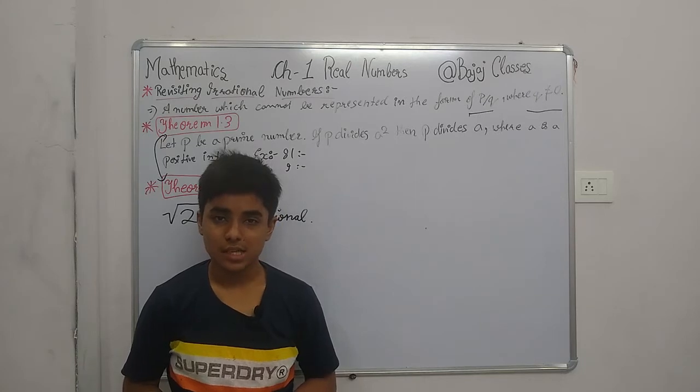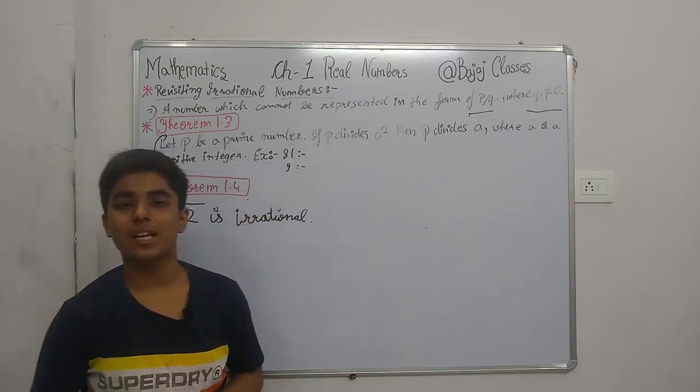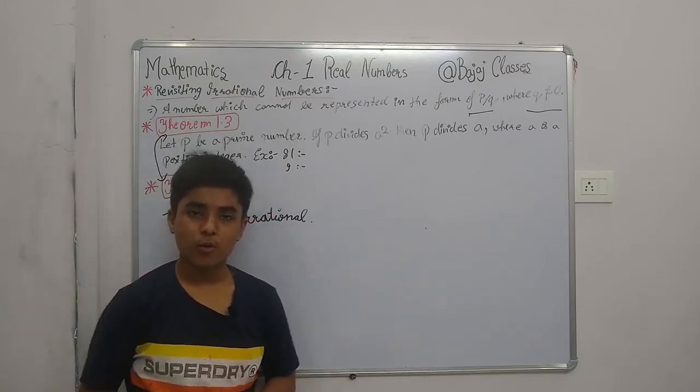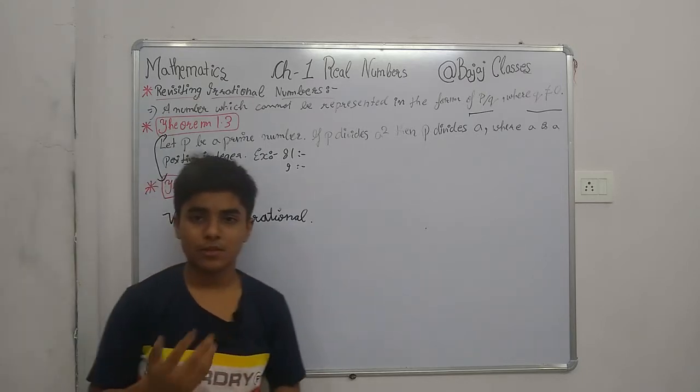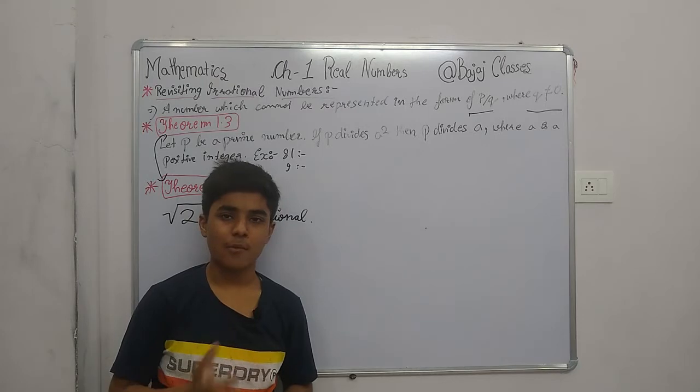So today this is our 10th lecture on mathematics chapter 1, that is real numbers. Today we are going to do irrational numbers. We will revisit, or take a recap of these irrational numbers. So what are irrational numbers?